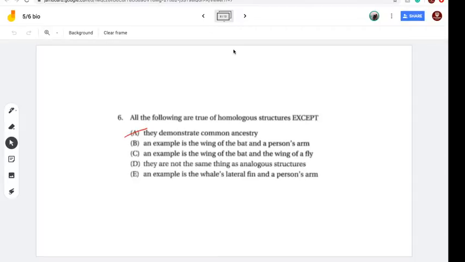And an example of a wing of the bat and a person's arm. They have the same internal bone structure but have different functions, so that cannot be it because we're looking for exceptions. And if we look at C, an example is a wing of a bat and a wing of a fly. We were told that this is an analogous structure, so this would have to be the answer.